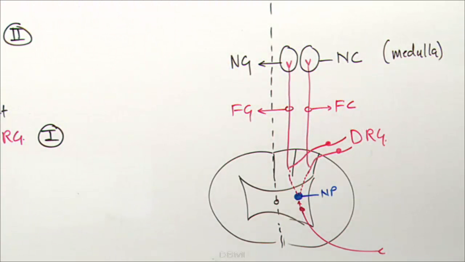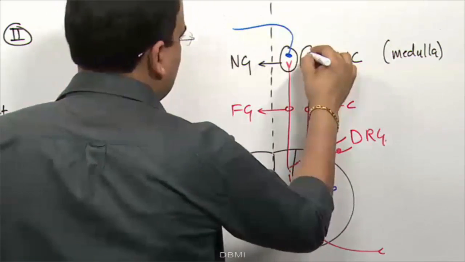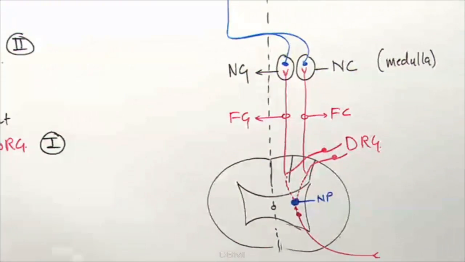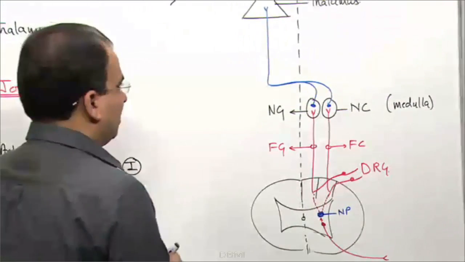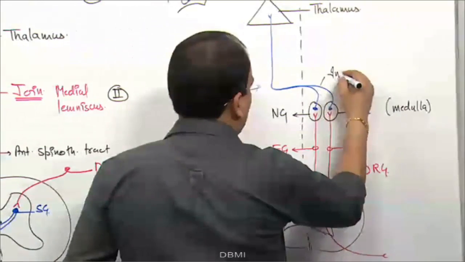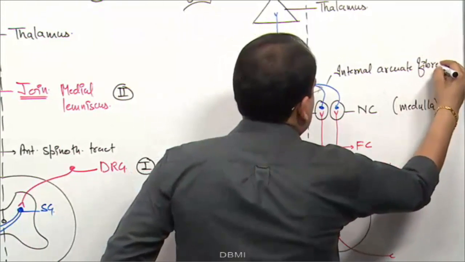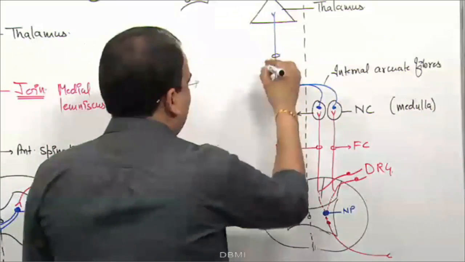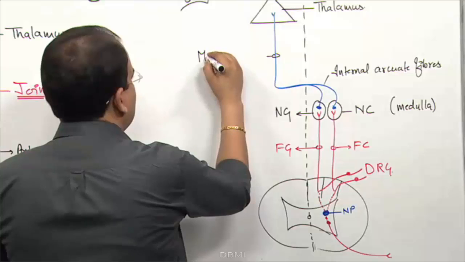The second order neuron will start from the nucleus gracilis and nucleus cuneatus, and they will immediately cross over to the opposite side to reach the thalamus. Now these fibers are called as internal arcuate fibers. They are making an arc inside the medulla, and as soon as they reach the opposite side, we said when they reach the opposite side the name changes to lemniscus. Now this is called as the medial lemniscus.